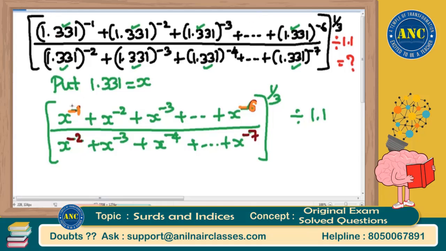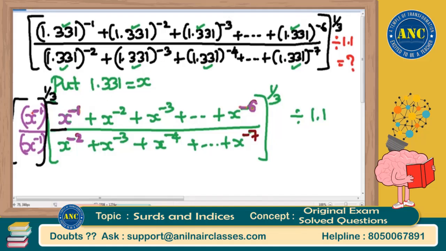Think logically. X power minus 1 is there, but I want it to start with x power minus 2. That means I will multiply with x power minus 1, because x power minus 1 into x power minus 1 is x power minus 2, and the last term x power minus 1 into x power minus 6 is x power minus 7. If I multiply with x power minus 1, I will also divide with x power minus 1. But remember, this multiplying and dividing is inside this bracket, because the bracket has power 1 by 3. This entire thing also should have power 1 by 3, right? Power 1 by 3. Now think logically, sir.